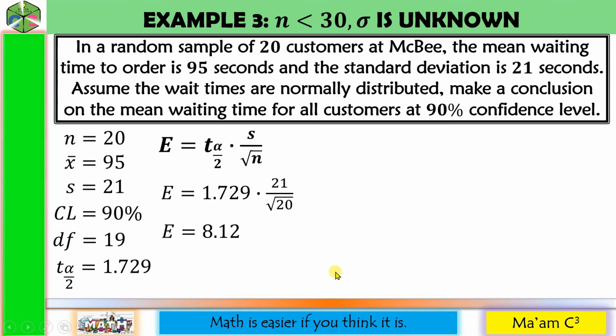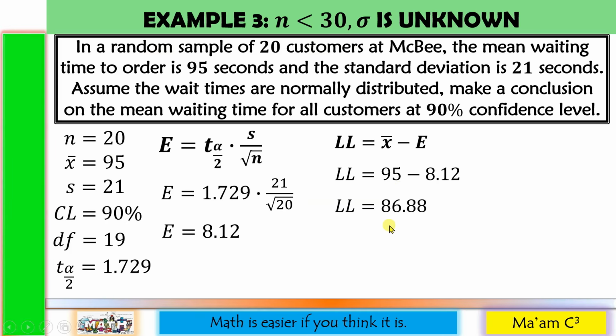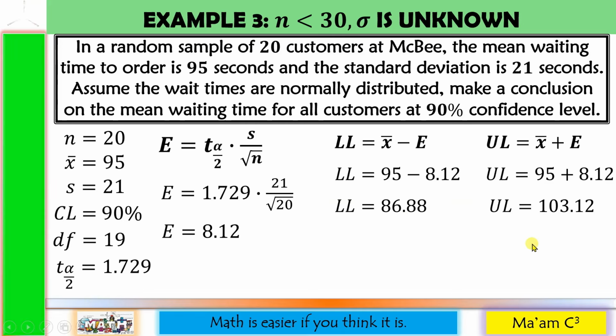Now let's have our lower limit. That is just the sample mean minus our margin of error. And this will give us 86.88. This time, our upper limit, sample mean plus the margin of error. And this will give us 103.12. Let's construct our confidence interval.